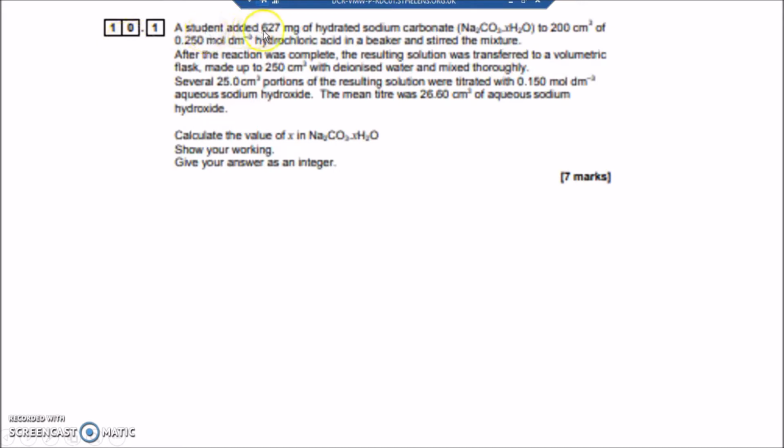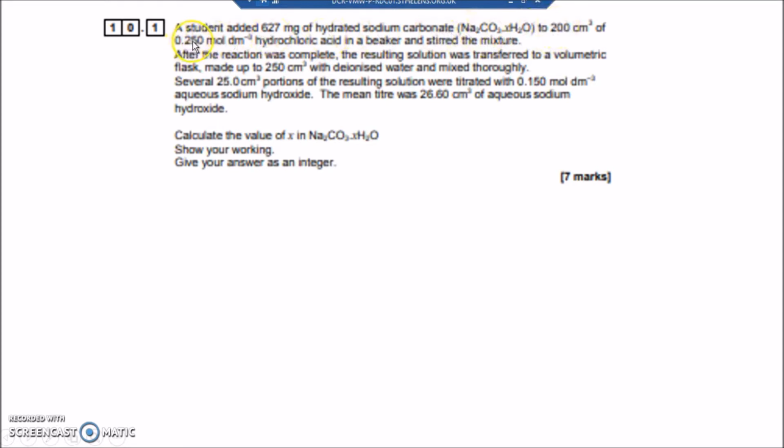Question 10. A student added 625 milligrams, or 0.627 grams, of hydrated sodium carbonate, and it gives you the formula Na2CO3.XH2O. Doesn't tell you what the X is. Maybe we've got to work that out. To 200 centimetre cubed of 0.25 mole hydrochloric acid. This gives me a clue. I've been given a volume of hydrochloric acid and a concentration. It wants me to work out moles. Let's do that first of all.